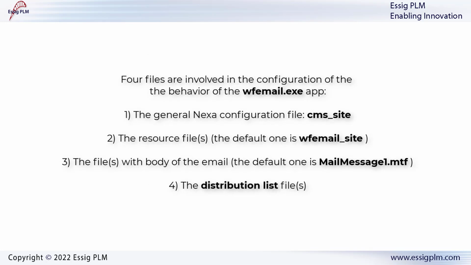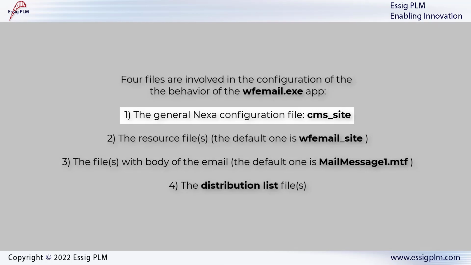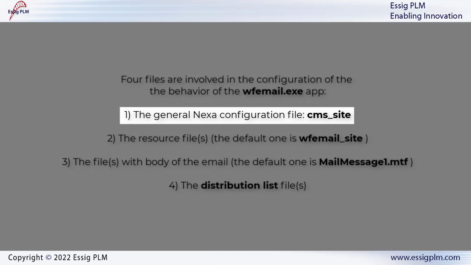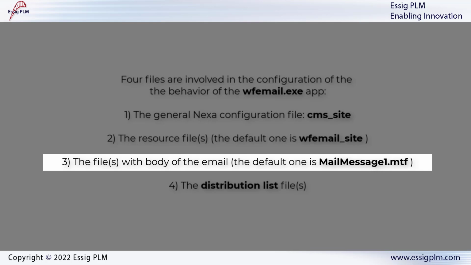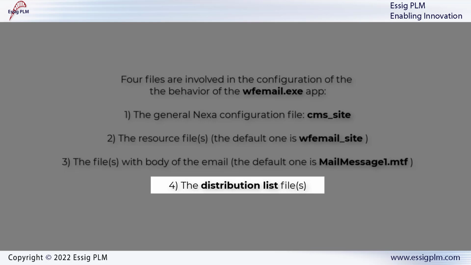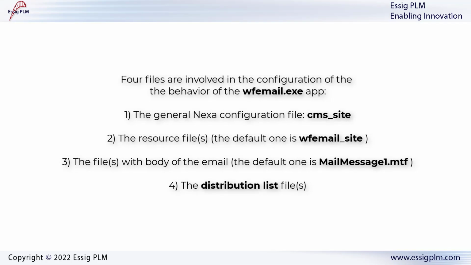Configuring the behavior of the WF email app involves 4 files. They are the general Nexa configuration file, 1 or more resource files that specify the properties of the emails, 1 or more template files that describe the email bodies, and the distribution list files that identify the Nexa users that need to be notified. The locations of these files will be important for the configuration process, and we will show them in the following part of the video.